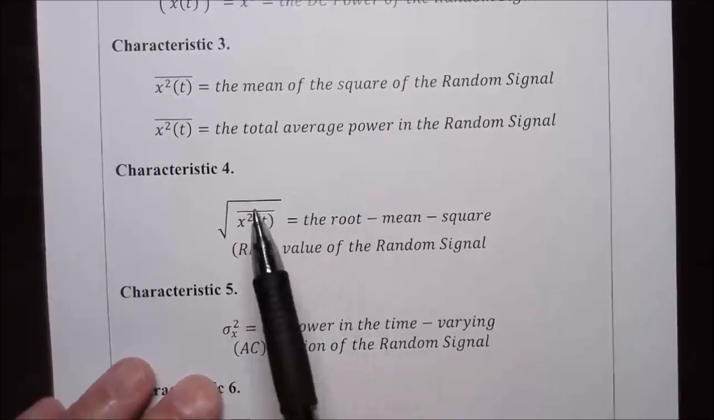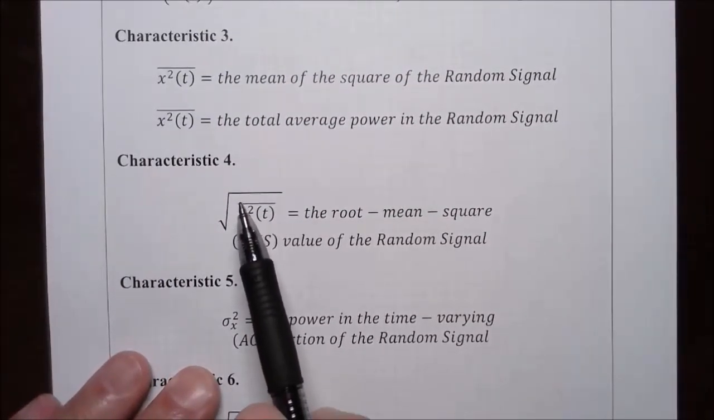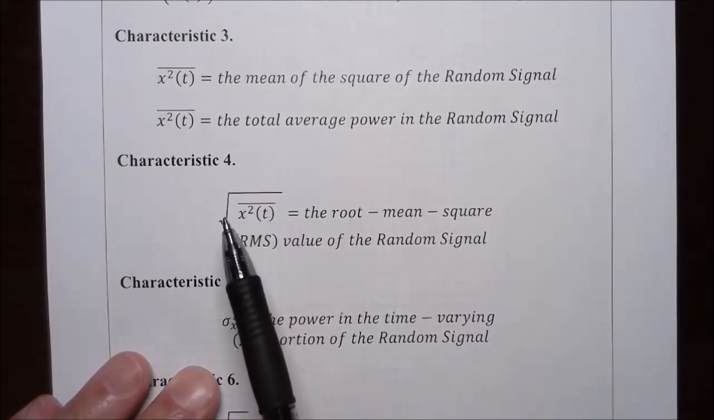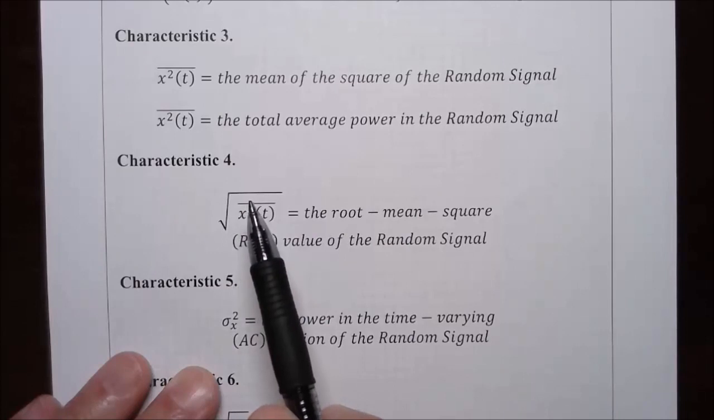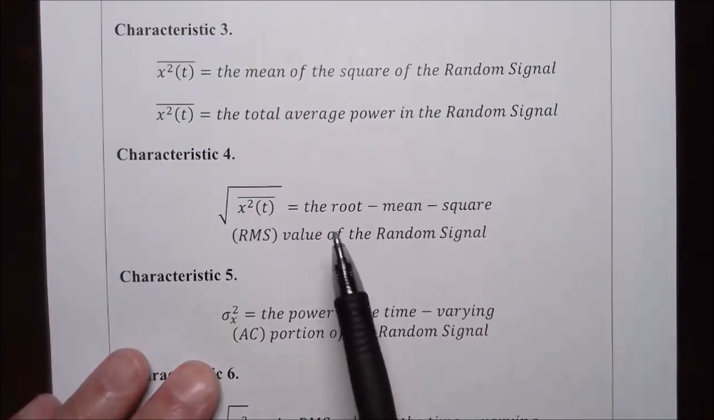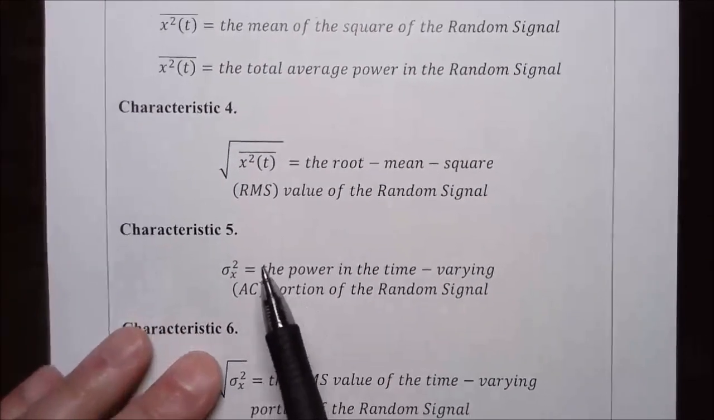Fourth characteristic, if you take the signal, square the signal, then take the mean value, and then take the square root, this will be the root of the mean of the square. This is the RMS value of the random signal, the root mean square value.